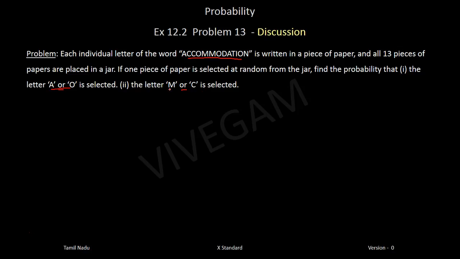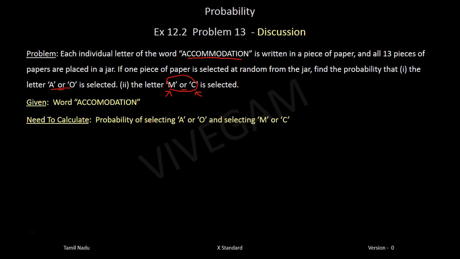So you have to combine these two together as one entity and then see how many favorable cases are there. Otherwise, as we have been doing, consider M separately and C separately, and use the addition theorem. Okay, so this time we will do it by this consolidation method. So what is given? The word accommodation is given. What have we been asked? Probability of selecting A or O, and the second part is M or C.